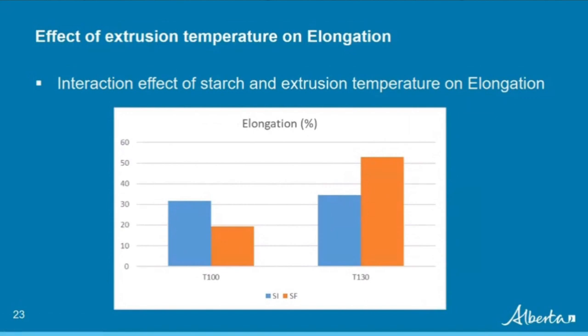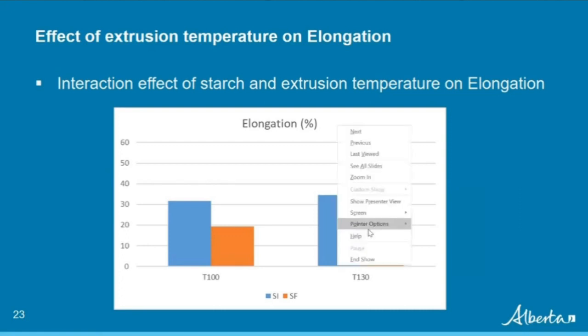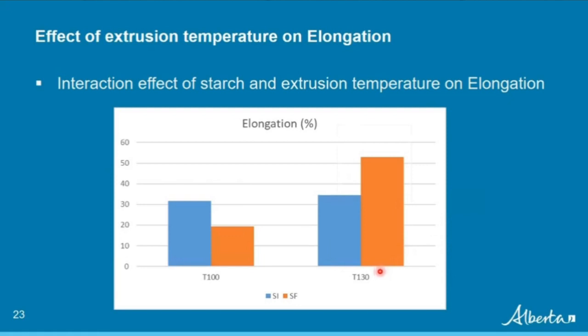The interaction of the starch and extrusion temperature tell us the story that by increasing the extrusion temperature for starch-rich flour, we can see significant difference. High temperature give you bigger elongation rate, but that's not the case for the starch isolate in the blue color. No big difference there. That's what we can conclude from that.